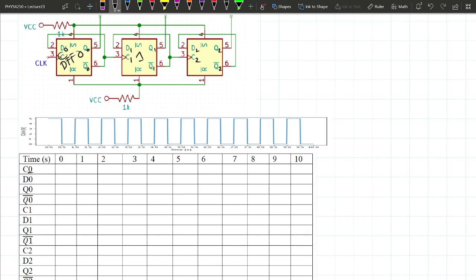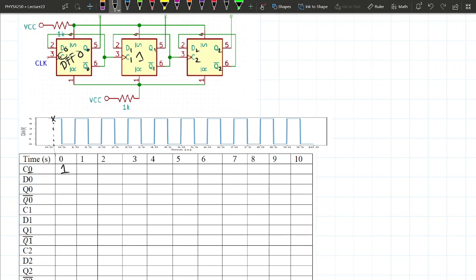Let's say we're timing this, so we're lining this up like this. At the first cycle here, C0 is going to be whatever the clock is. The clock is high at this point, so we'll just put in a 1 there.